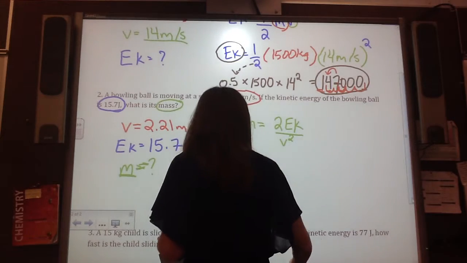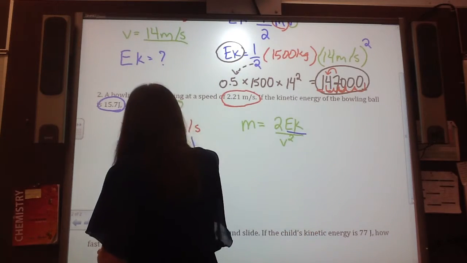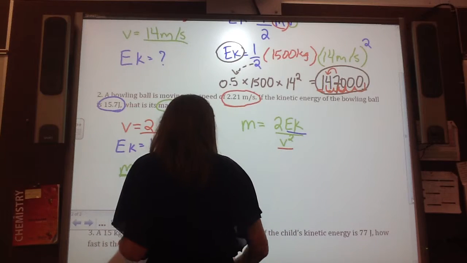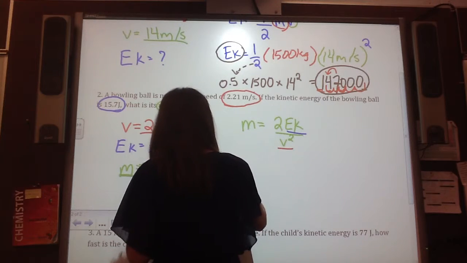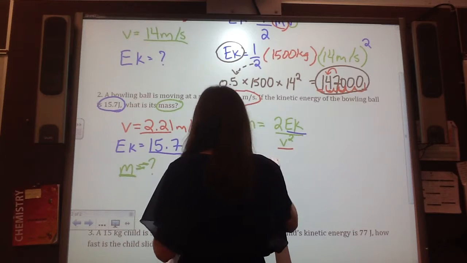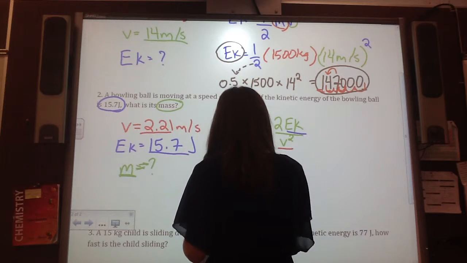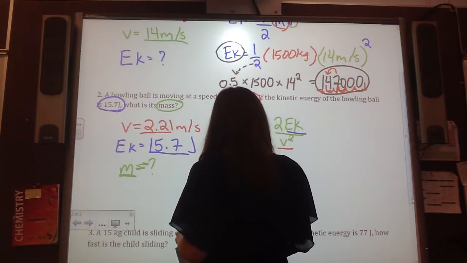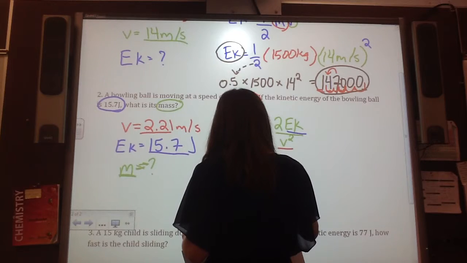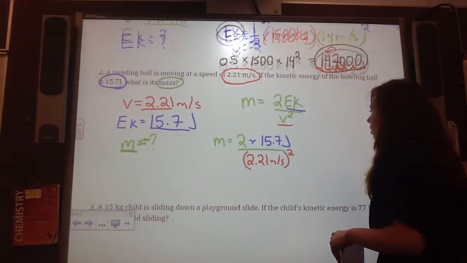So now I can just plug this into here, and this into here. So m is equal to 2 times 15.7 joules divided by 2.21 meters per second, and that value needs to be squared.